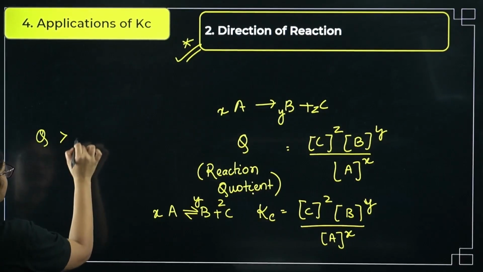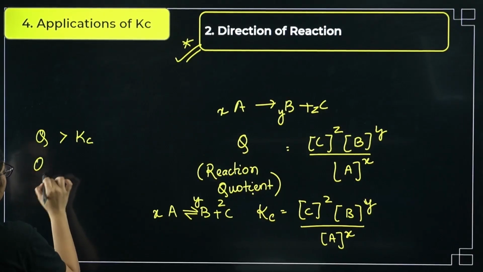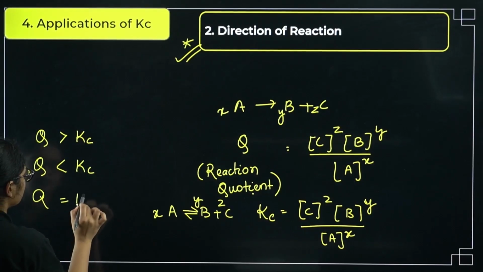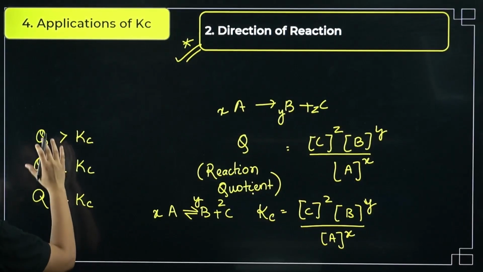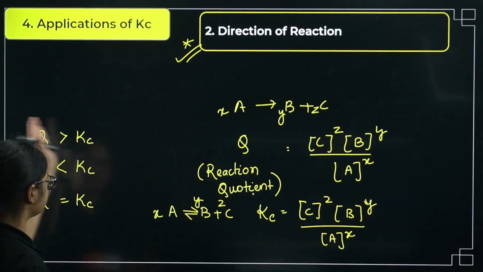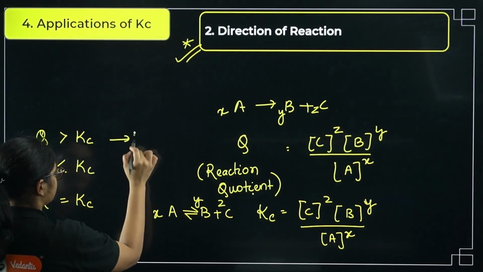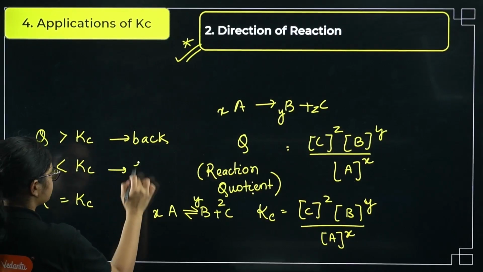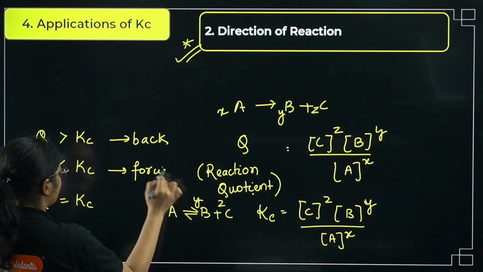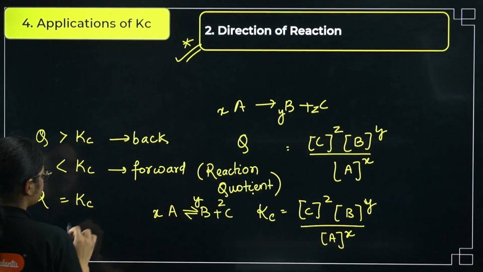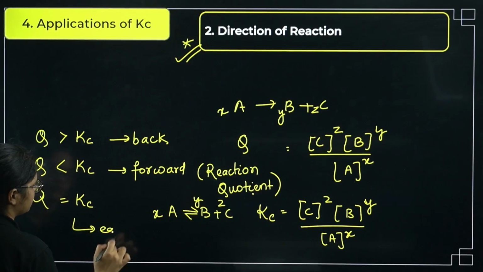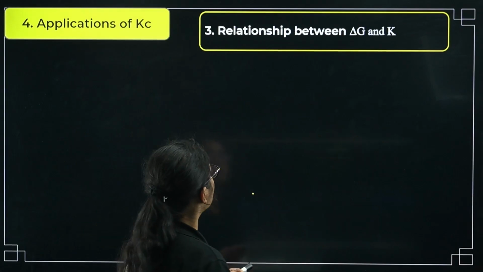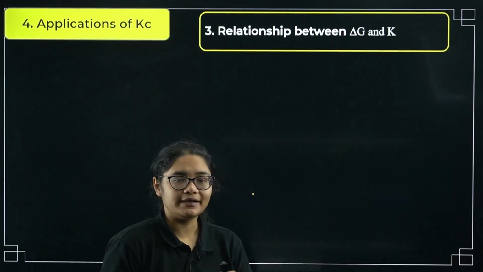If Q is greater than Kc, if Q is less than Kc, and if you have Q equal to Kc. Now if Q is greater than Kc, then the reaction has to shift in the backward direction. If Q is less than Kc, then the reaction has to shift in the forward direction. If Q is equal to Kc, then the reaction is at equilibrium. Okay, clear?